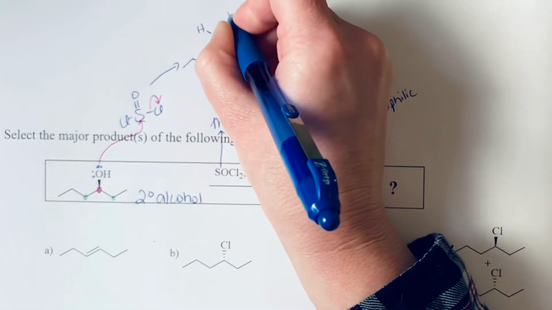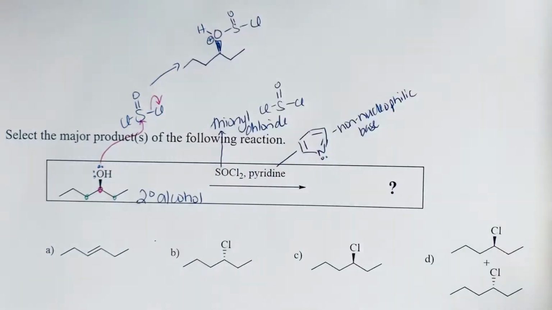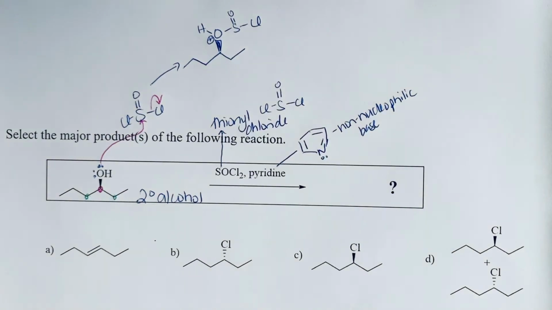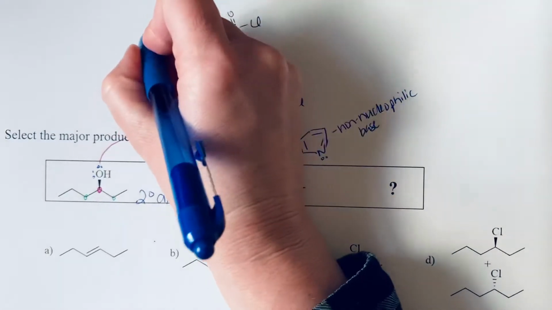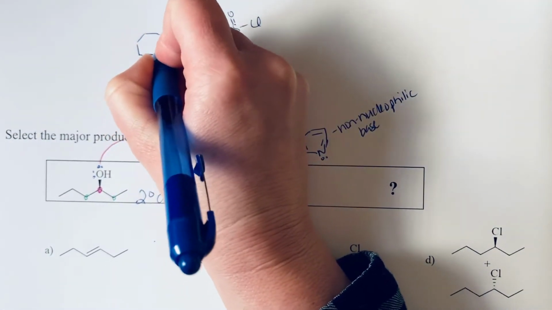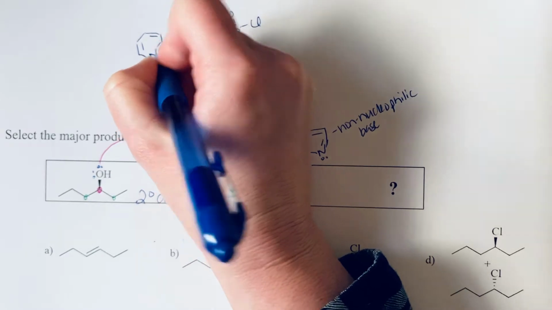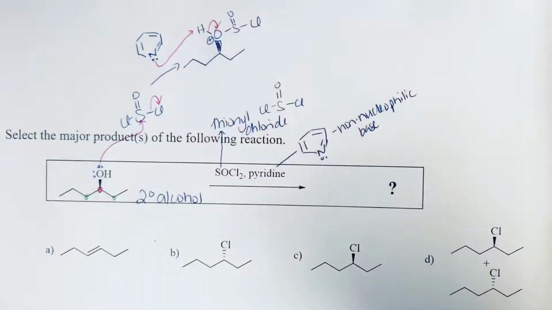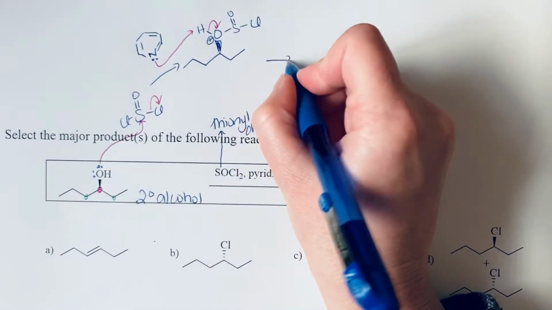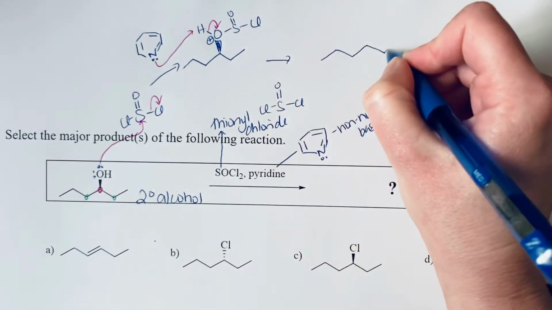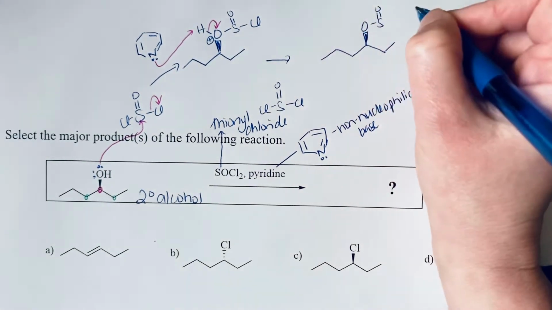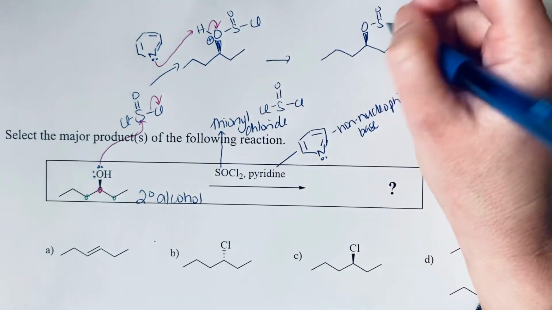So now we have added to our sulfur this group. And notice we have a positive charge. This is where the role of the pyridine comes in. This can act as a base and remove that acidic proton. And so then what we have is a structure where we have a really excellent leaving group right here.